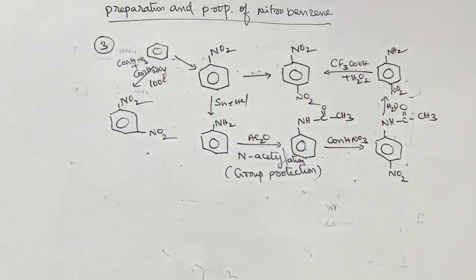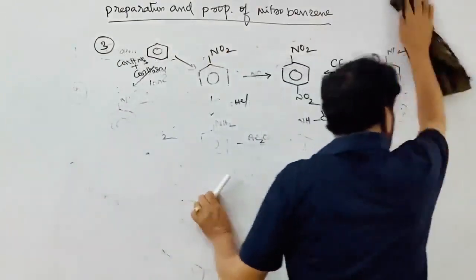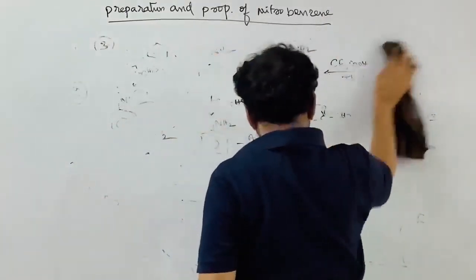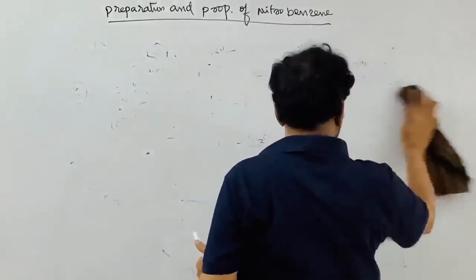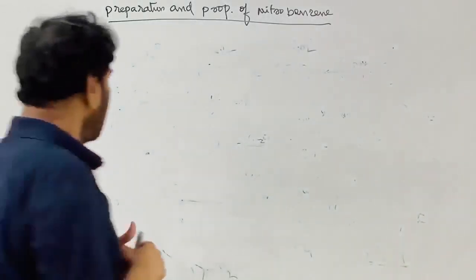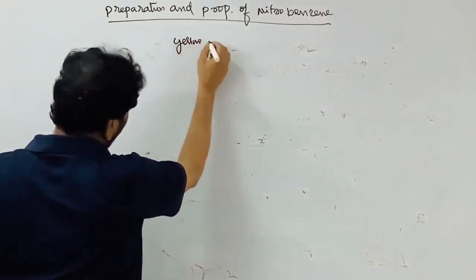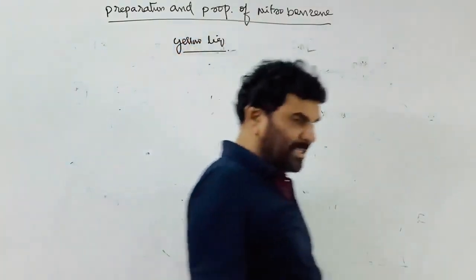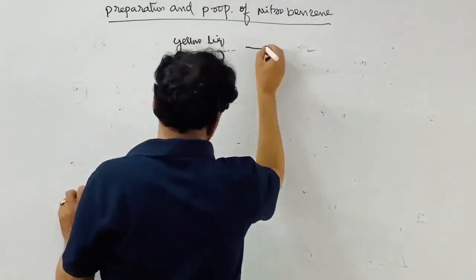The next one, properties. Among the properties of nitrobenzene, the important property is the reduction of nitrobenzene. See, it is a yellow oily liquid. It has the smell of bitter almonds. This is called the oil of mirbane.